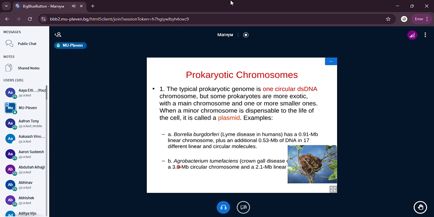Agrobacterium tumefaciens, the one that causes crown gall disease in some plants, contains a 3 megabase circular chromosome and a 2.1 megabase linear chromosome.